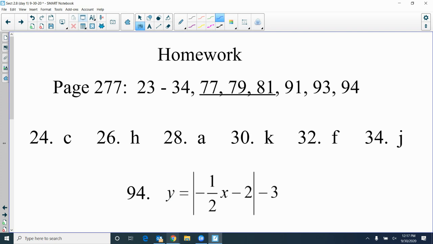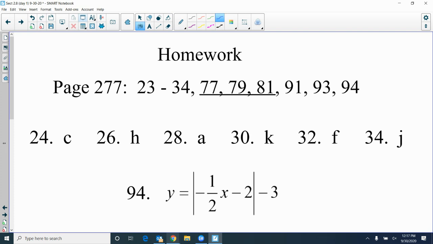Oh, throw the negative on the inside, because that changes the axis. So the negative's on the inside with the x, that means it's going across the y-axis. Negative on the outside puts it across the x-axis. So just be careful of that.